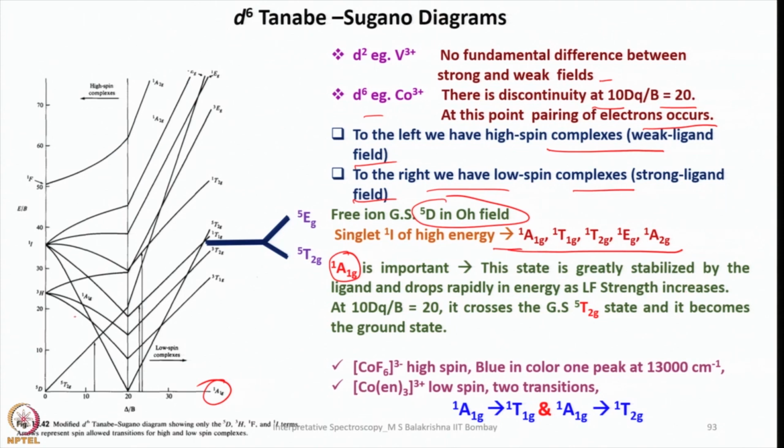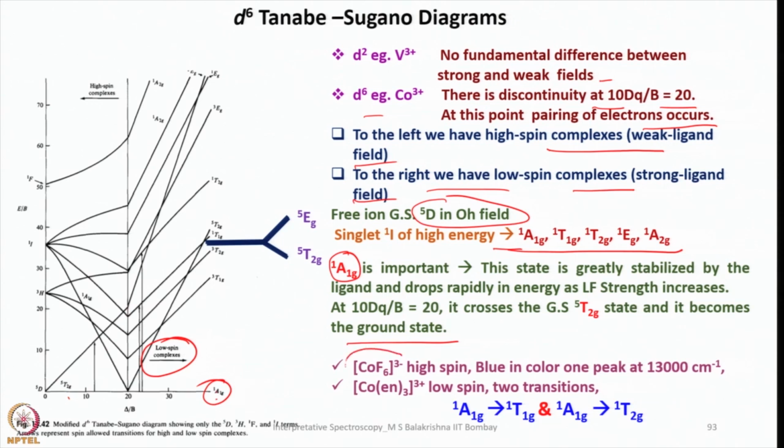Okay. So, 1A1g is here, and it drops as we move from left to right because they become low spin complexes here. It is a high spin complex here. It crosses the ground state 5T2 state, and it becomes the ground state here. 5T2g was here, and then it goes up, and 1A1g becomes the ground state here.